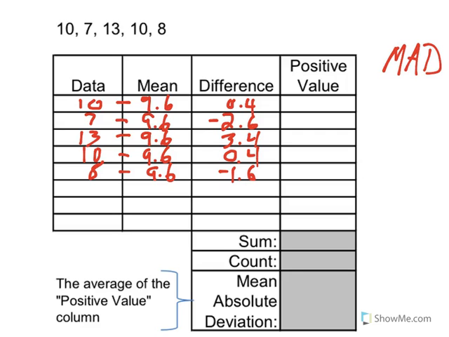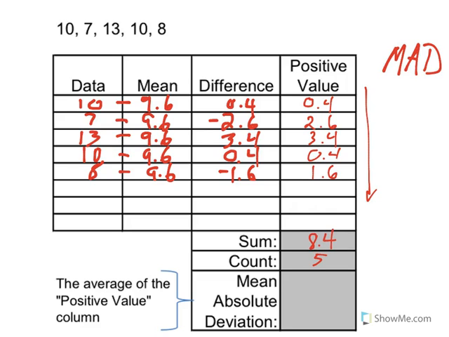And then we want to make each one of these positive values. We're taking the absolute value of it, which means we're just going to make it positive. So 0.4, positive 2.6, 3.4, 0.4, and 1.6. We're just taking the positive values for each one. And then we're going to add them up going down. So 0.4 plus 2.6 plus 3.4 plus 0.4 plus 1.6 gives us a total of 8.4.